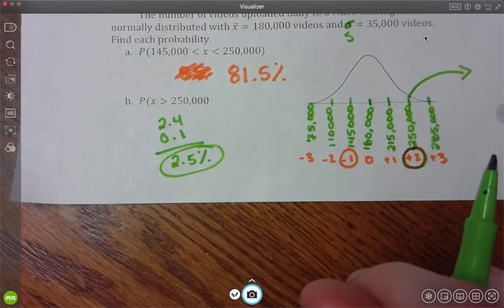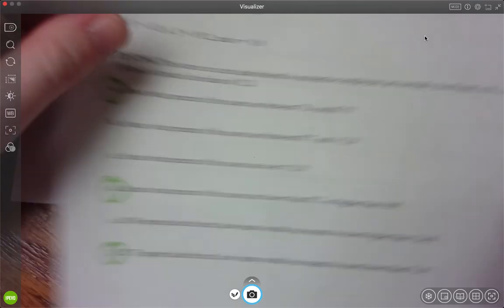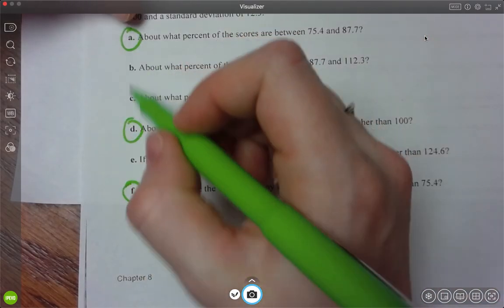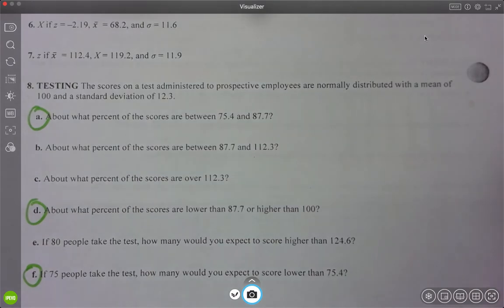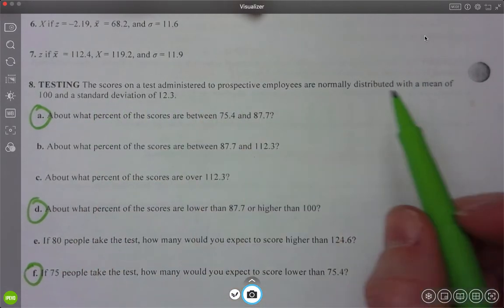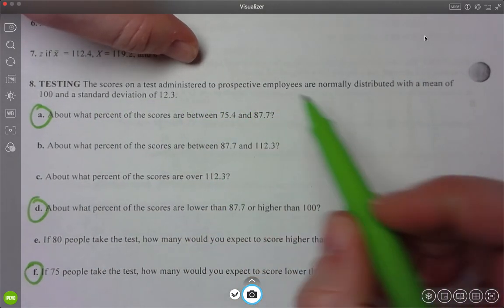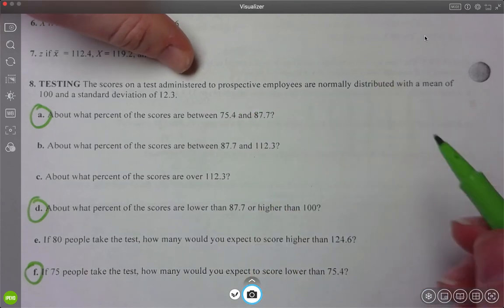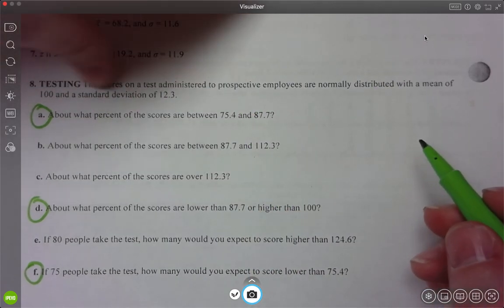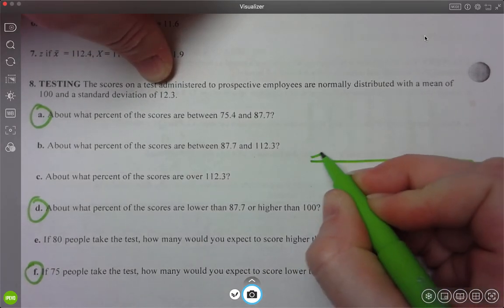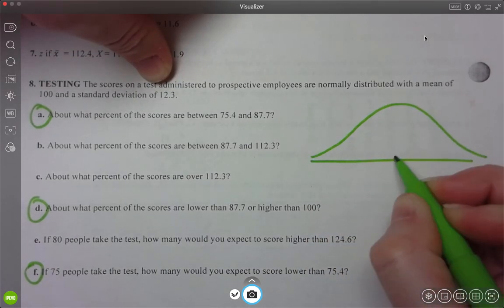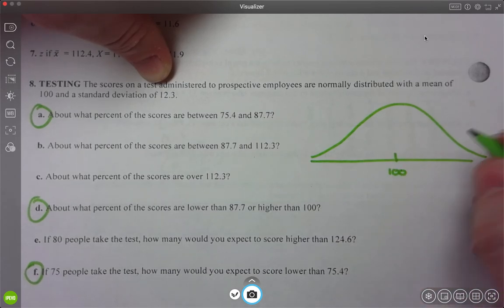All right, let's go to 8.6 here, and let's talk about A, D, and F, just to give us a little bit more practice with this. So the scores on a test administered to prospective employees are normally distributed with a mean of 100 and a standard deviation of 12.3. So I'm going to write that out. Okay, my average is 100, so I put that in the middle. And then I'm adding 12.3 each time, or subtracting 12.3.